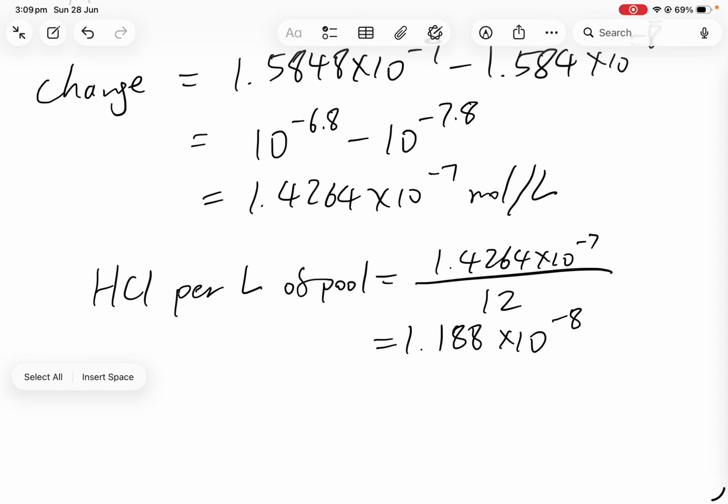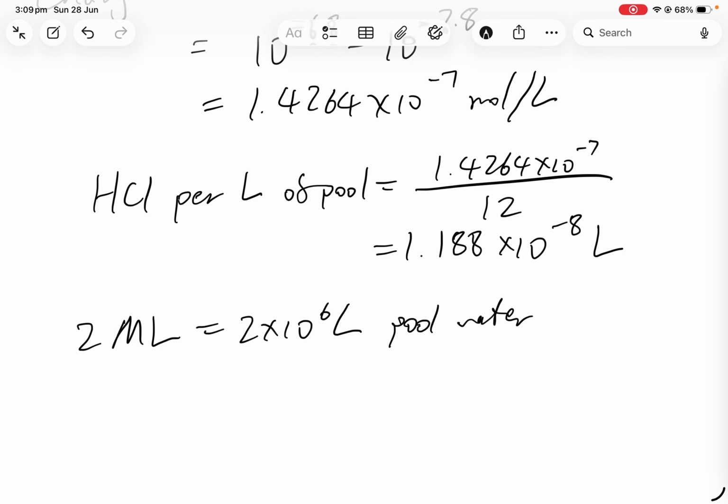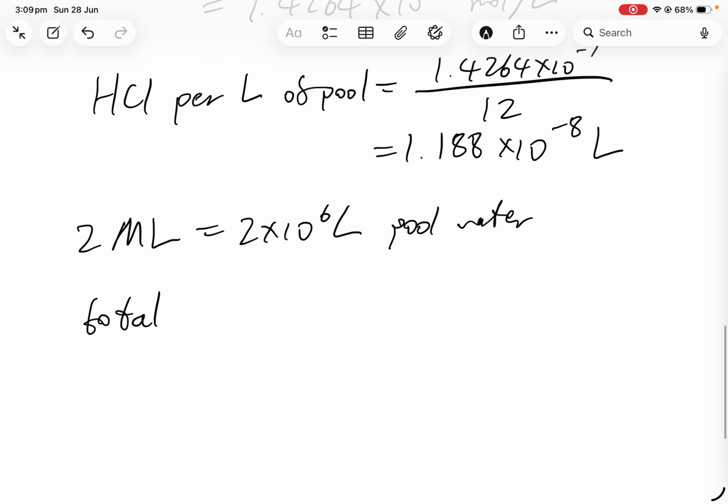So this should be in liters now, and this is only for 1 liter of the pool. Well, there is 2 megaliters, which equals 2 times 10 to the power 6 liters of pool water. So the total HCl needed will be equal to 2 times 10 to the power 6 times the answer we got.